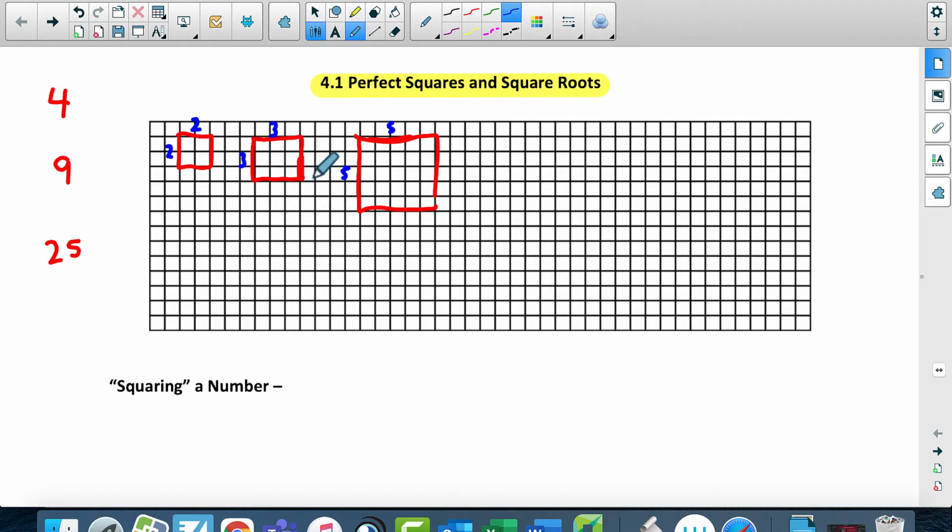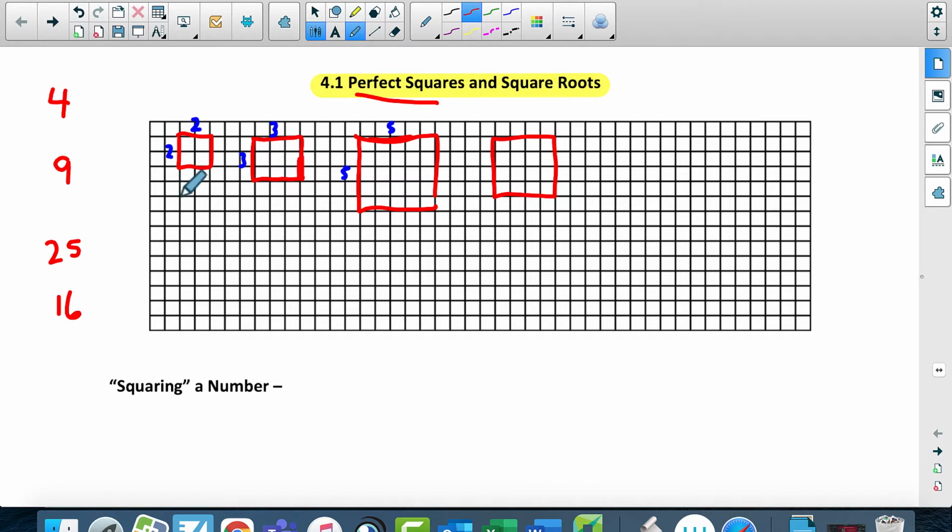Hey, I missed the 4 by 4. What was that? 16 would have also worked, wouldn't it? 16 would work. I could go 4 down, 4 across, 1, 2, 3, 4, and it makes a perfect square. And these numbers over here, 4, 9, 16, 25, these are all perfect squares. The reason they're perfect squares is you can make squares out of them.